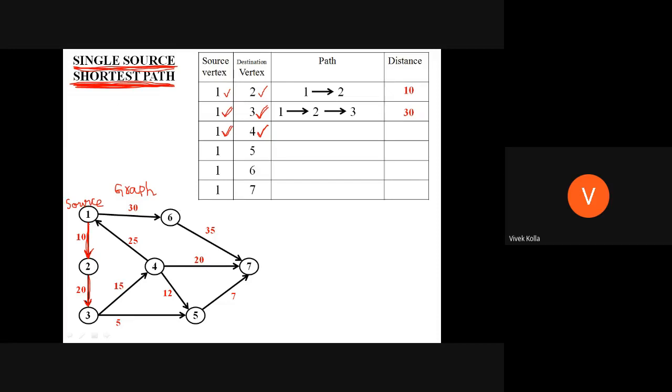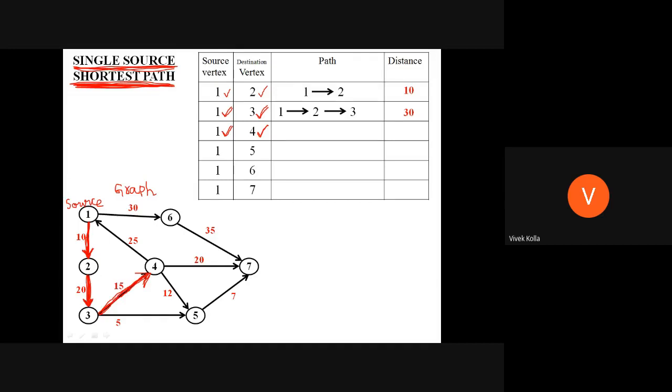Look, I can travel from 1 to 2, from city 1 to city 2. Again from city 2 to city 3, and from city 3 to city 4. So I can choose this path: 1 to 2, 2 to 3, and 3 to 4. From 1 to 2 it is 10, 2 to 3 it is 20, 3 to 4 it is 15.